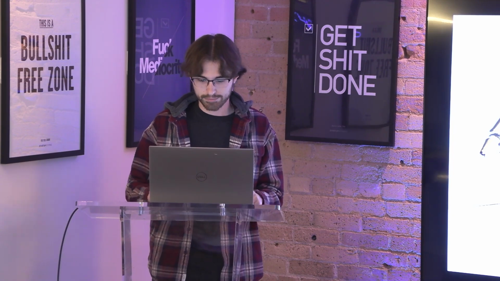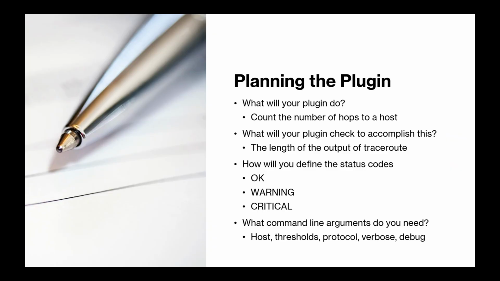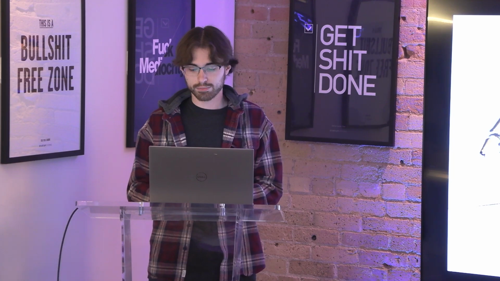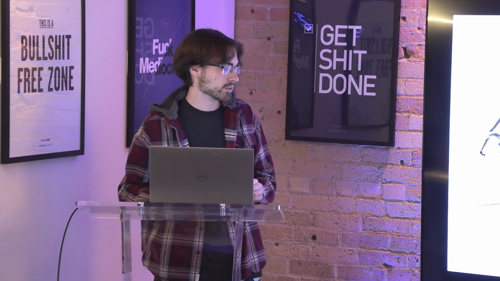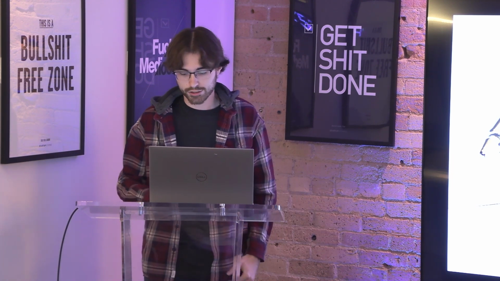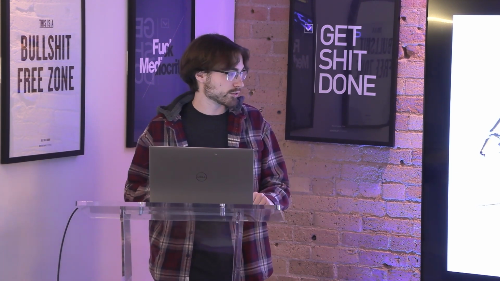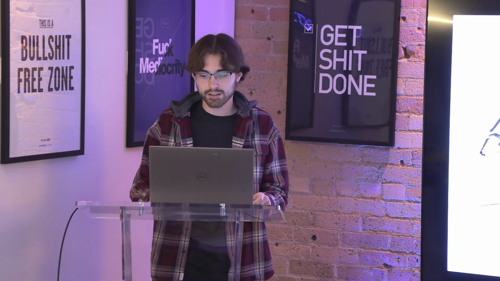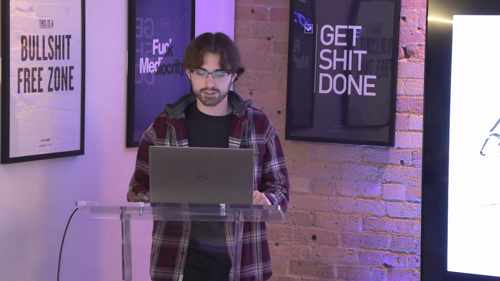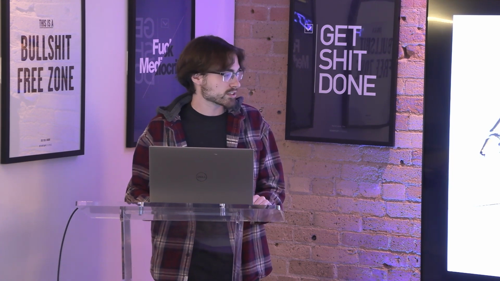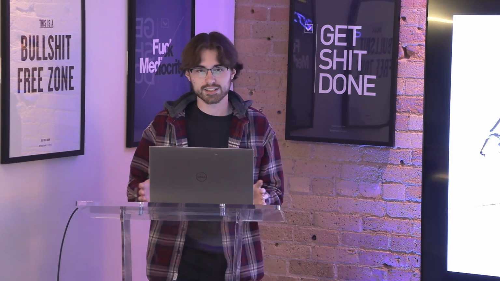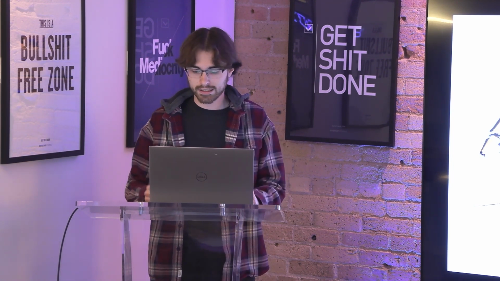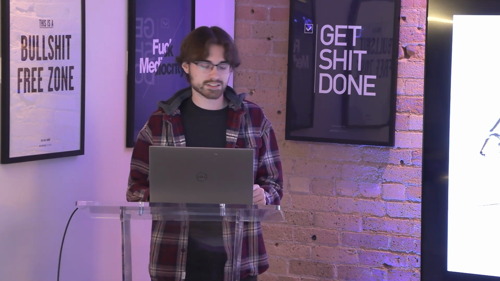Then you need to decide what command line arguments you need to run your plugin. Some of the ones that I used were the host to check, and some thresholds for the warning and critical. I also had a protocol command line argument for which protocol to use Traceroute with. Verbosity sets the status message length, so you can change how much output there is, and then a debug mode is also helpful.